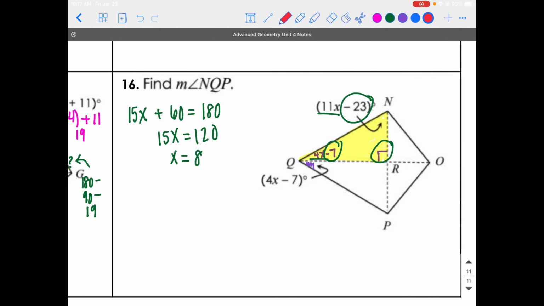The question is asking for NQP, so that's this entire angle. So half of it, 4 times 8 minus 7, is 25. So if each half is 25, the entire angle NQP is 50 degrees.